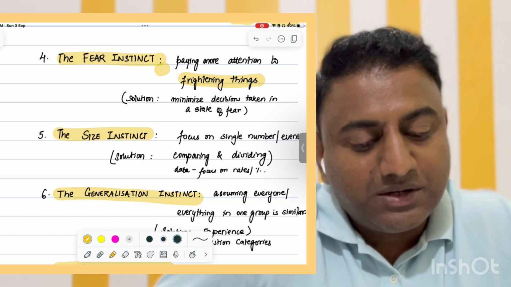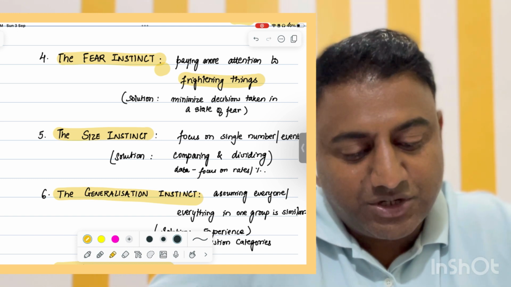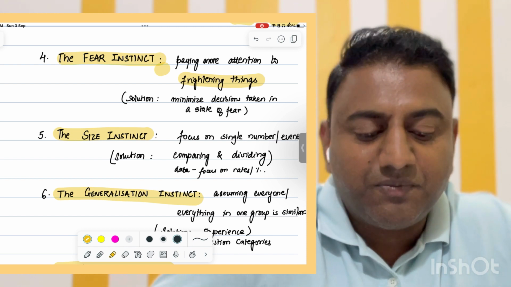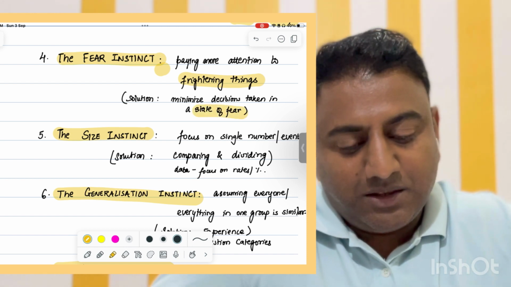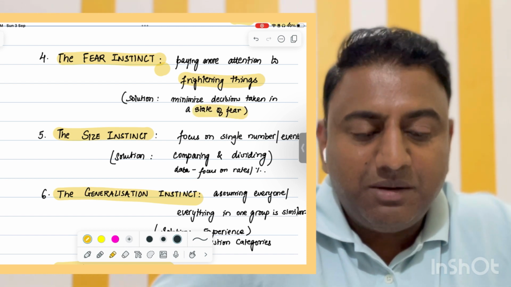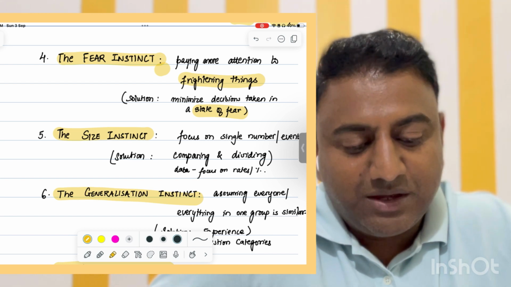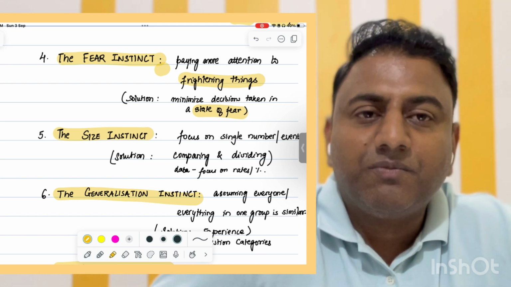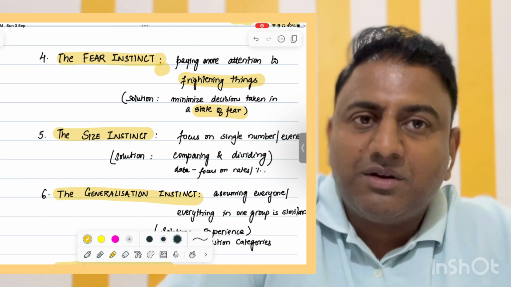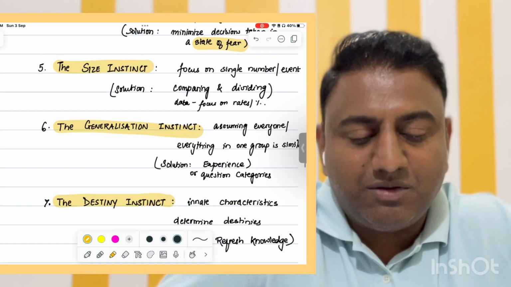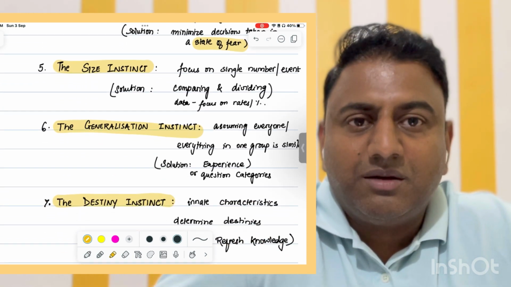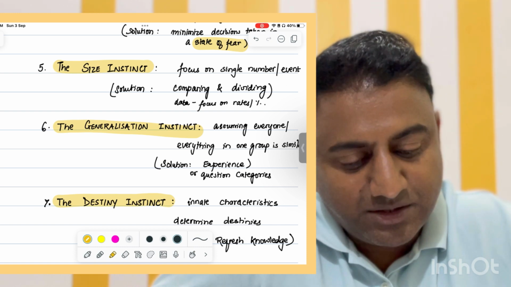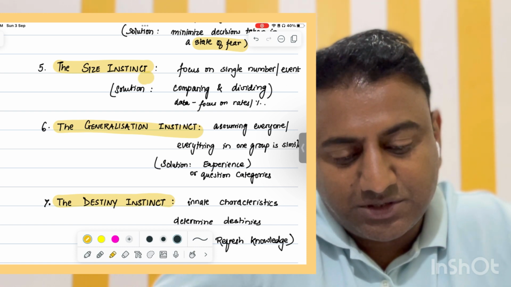The fear instinct is like paying more attention to frightening things. The solution to this is to minimize decisions taken in a state of fear. When you are in that state of fear, you should stay away from making critical decisions. The best part is to minimize decisions in such a state of fear.